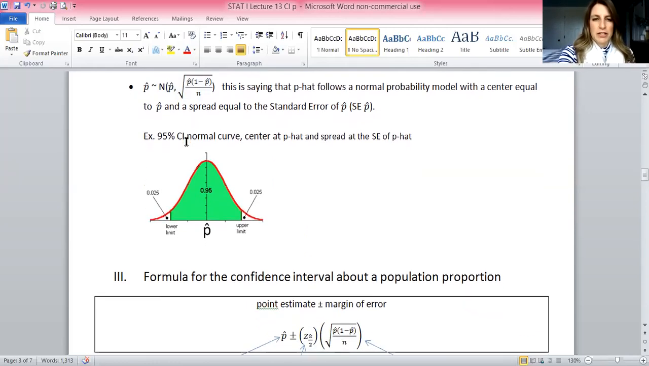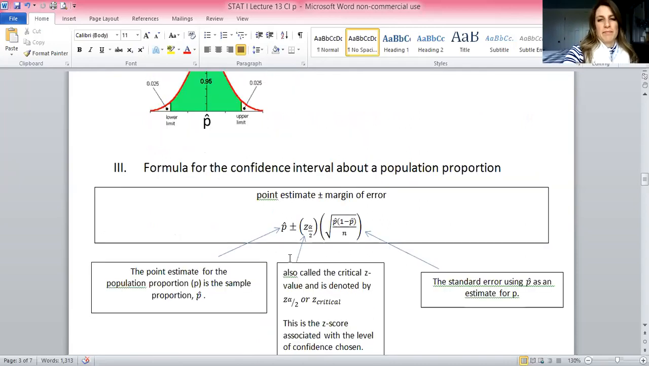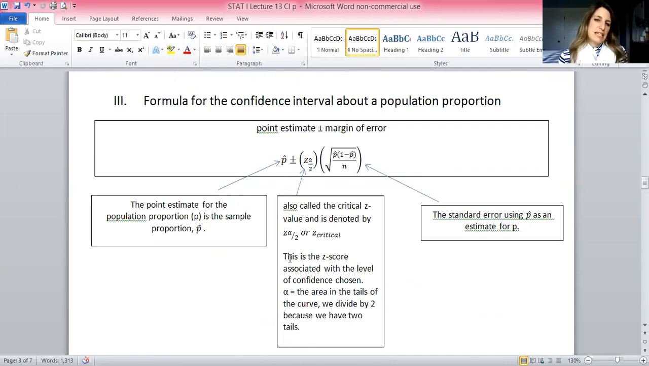So I want you to see a picture here of this 95% CI curve. It's the curve showing the middle 95%, and the center is at p-hat. Okay, here's my formula. Remember it's an interval, so that's what the plus and minus represents. I'm going to take my p-hat, because it's the center, and add a value to it to get my upper bound. I'm going to subtract that same value from p-hat to get my lower bound.